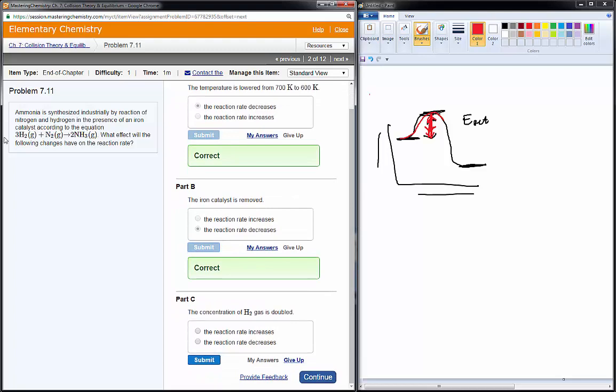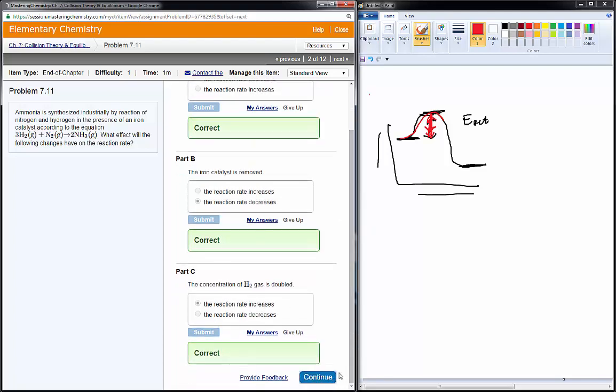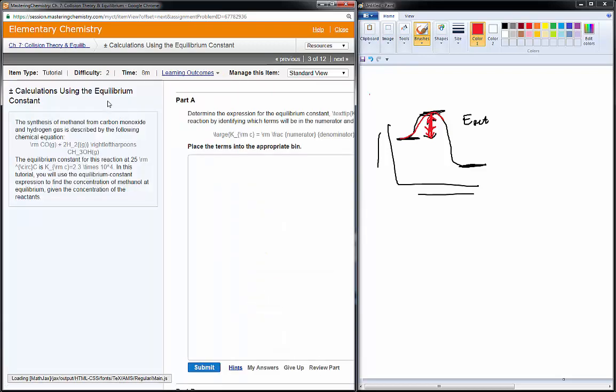And finally, if I increase the amount of H2 gas I've got, then I would expect more collisions to occur. If I increase the concentration specifically, not just the amount, I've got a more crowded space, more collisions are going to occur. The more collisions occur, the more chances that a collision is going to lead to a profitable reaction. So that would increase the reaction rate.